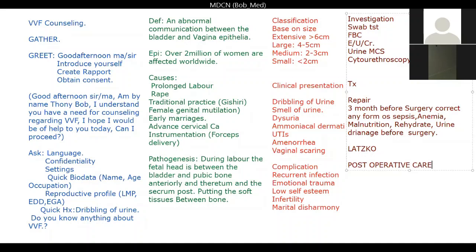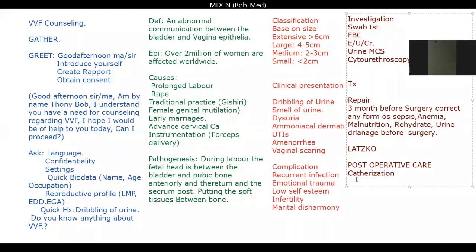Post-operative care. So post-surgery, there are certain things you will do for the patient. You want to do catheterization. You want to sustain the catheter for proper drainage for like 10 to 14 days after the surgery. Please take note, okay? Within that range, you want to catheterize the bladder. You give proper fluid rehydration. Give antibiotics, which is very important. Give things like quinolones and all the rest.